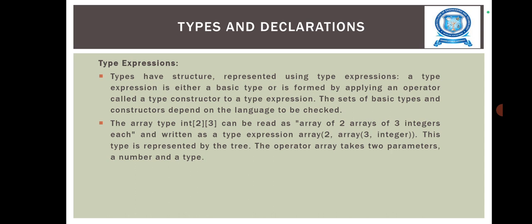Type expressions. Types have structure represented using type expressions. A type expression is either a basic type or is formed by applying an operator called a type constructor to a type expression. The sets of basic types and constructors depend on the language to be checked. The array type int[2][3] can be read as array of 2, array of 3 integers each, and written as the type expression array(2, array(3, integer)). This type is represented by the tree. The operator array takes two parameters, a number and a type.